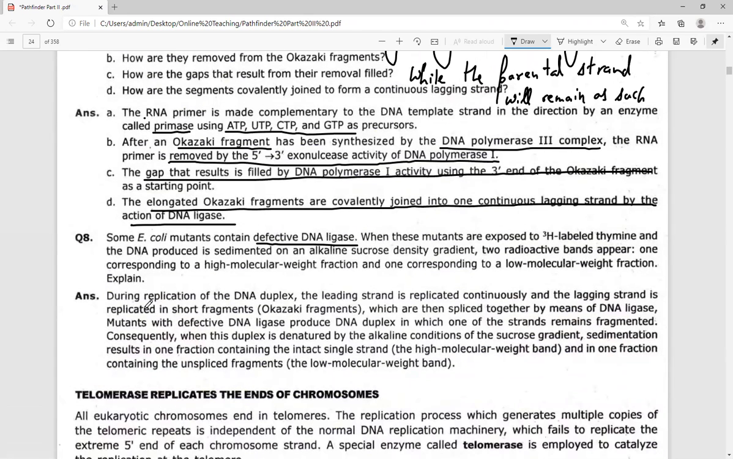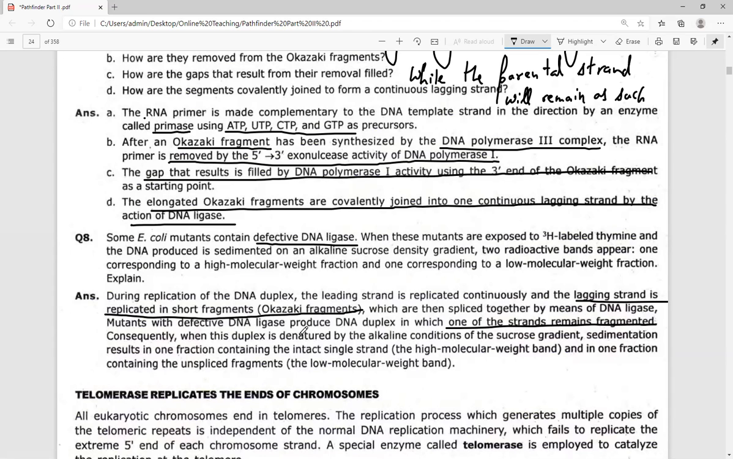The answer states that during replication of the DNA duplex, the leading strand is continuously biosynthesized, and the lagging strand is biosynthesized in fragments, referred to as Okazaki fragments, which are then spliced together by DNA ligase. Mutants with defective DNA ligase produce a DNA duplex in which one strand is continuously biosynthesized while the other strand remains fragmented. One strand, the leading strand, is biosynthesized continuously, and the other, the lagging strand, is biosynthesized in fragments.